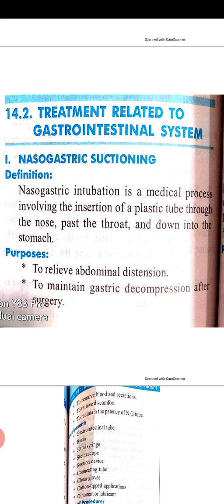Then we will discuss the treatments related to the gastrointestinal system. First, we will discuss nasogastric suctioning from Unit 14. In nasogastric intubation, you also know that.